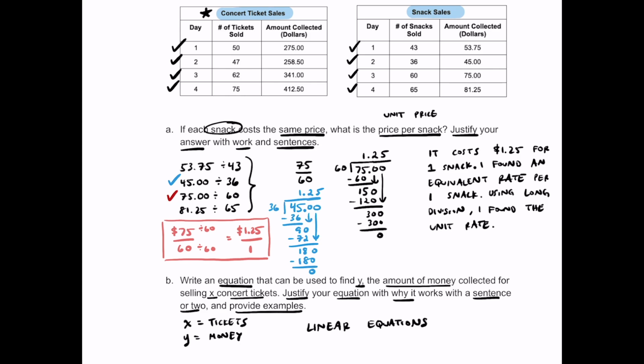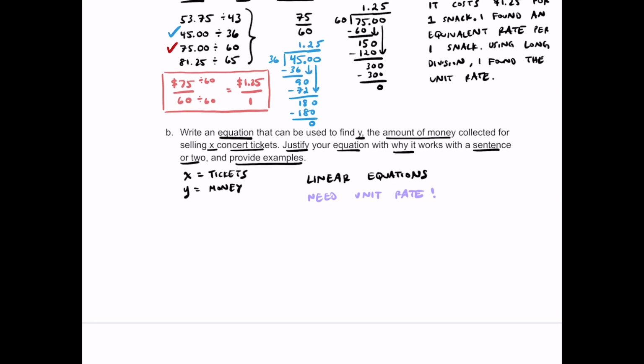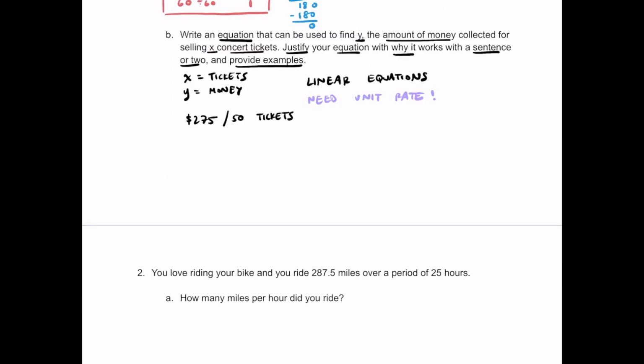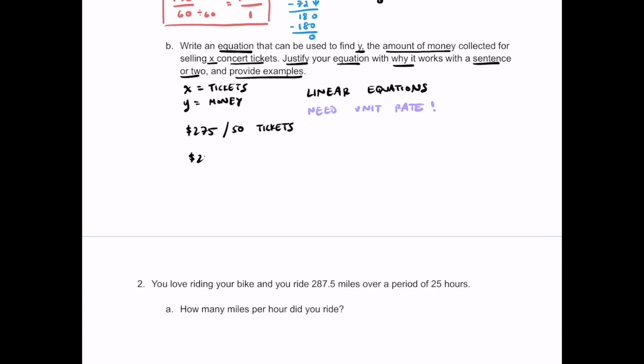Okay, so I'm going to write that down. We need to find the unit rate, right? You need the unit rate to write a linear equation. So let's go ahead and find that. Now, out of each of these, I think maybe for me, I'll just start with the 275 and 50. There's less decimals here, so it looks a little less scary to me. So we know it's going to cost $275 per 50 tickets. I'm just going to make sure I wrote that down correctly. $275 for 50 tickets. That's right. So if we write this down, $275, that's for 50 tickets.